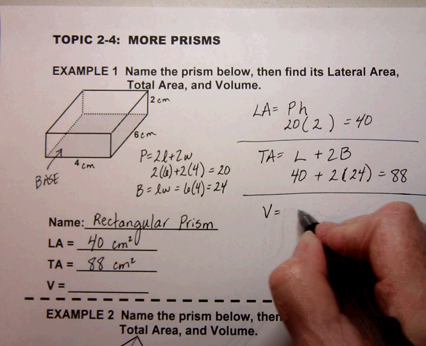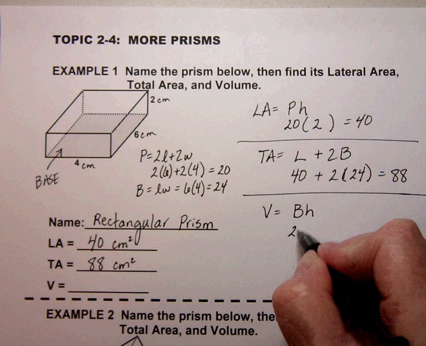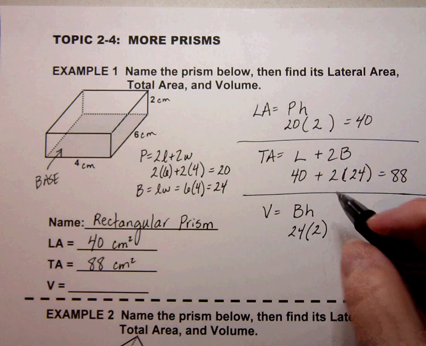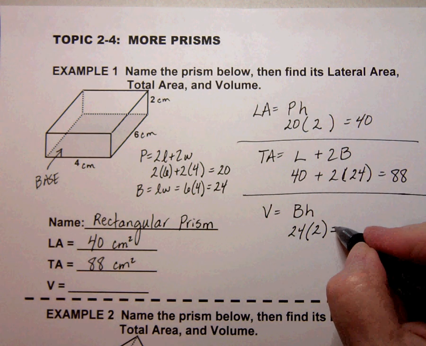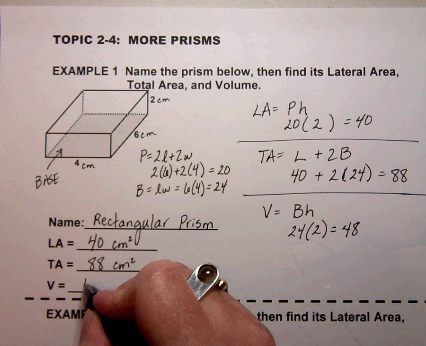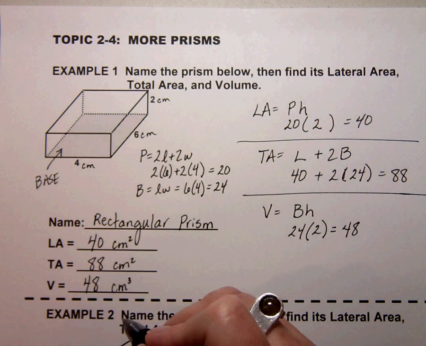The volume is always your base area times your height. We already did the base area, that's 24. And our height is 2. Just remember, your height is always from base to base. So 24 times 2 is 48. So it's 48 cubic units. Just remember, volume is a cubic unit.